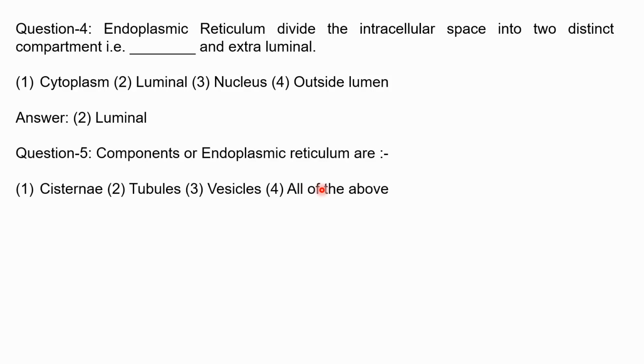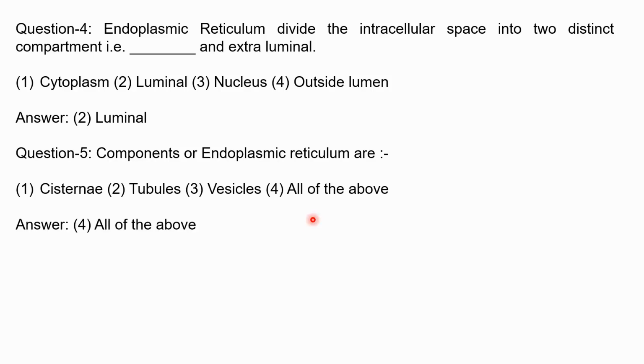Next question is, components of endoplasmic reticulum are. Now, what are the different components of endoplasmic reticulum? Option number 1 is cisternae, option number 2 is tubules, option number 3 is vesicles, and option number 4 is all of the above. So we know that all the three components, cisternae, tubules, and vesicles, are present in the endoplasmic reticulum.